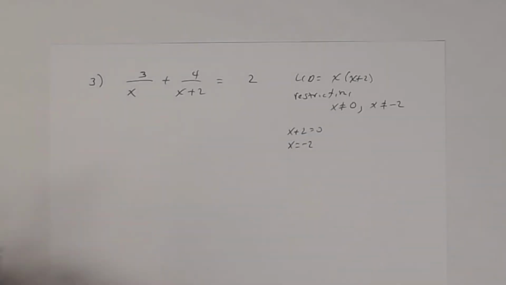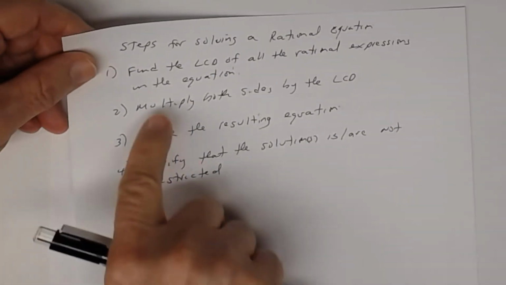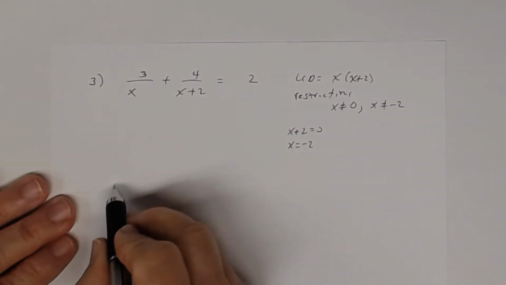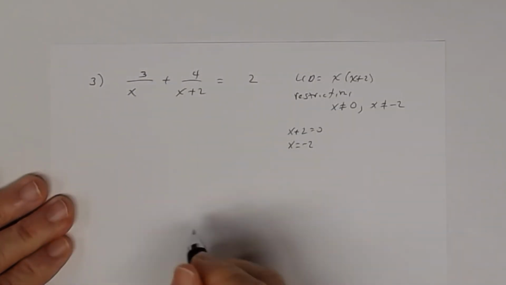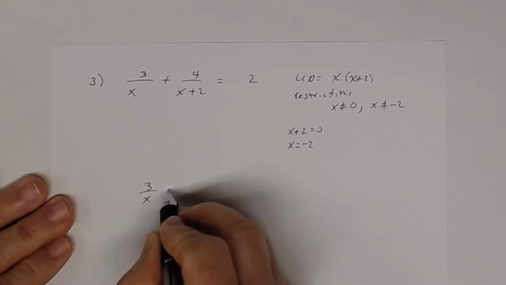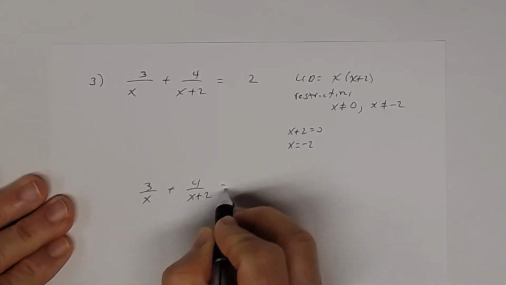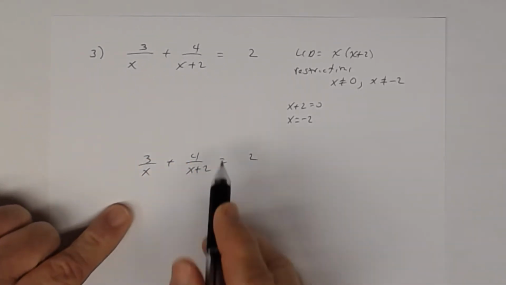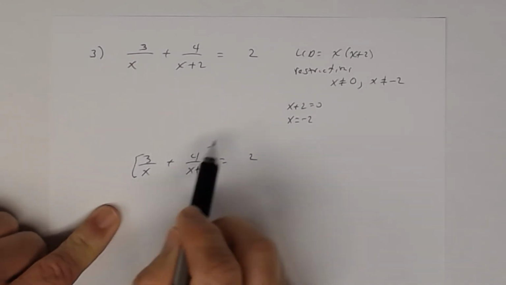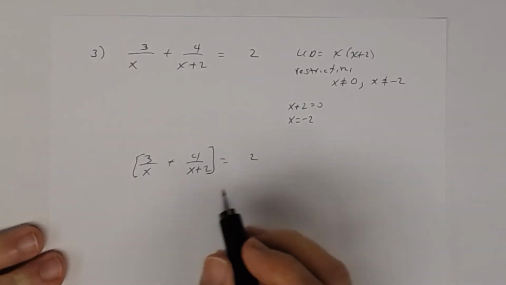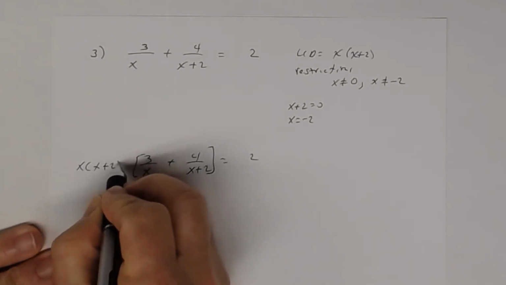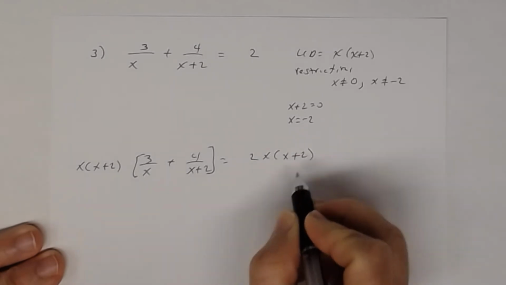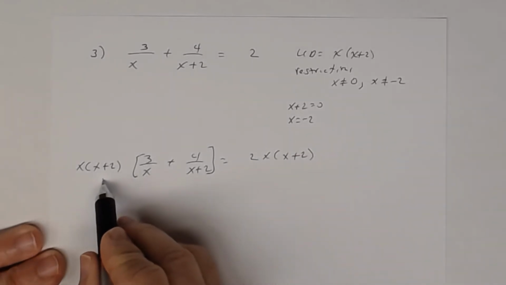So now let's go ahead and do step 2. Now we're going to multiply both sides by the LCD to clear the fractions. So let me go ahead and rewrite this over. So I have 3 divided by x plus 4 divided by x plus 2 equals 2. On the left side, I have 2 rational expressions. I'll put that in parentheses or brackets, and I'm going to multiply by the LCD, which is x times x plus 2. What I do to the left, I do to the right. Okay? Just like that. And then we're going to go ahead and solve that equation.